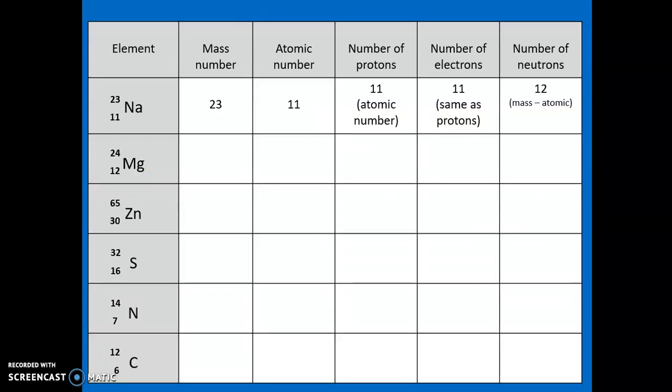I'd like you to complete this table, please. I've given you some elements, symbols with some information about mass number and atomic number. I've done the first one for you. Please have a go at the rest of these. Give yourself a good few minutes to have a go at these.